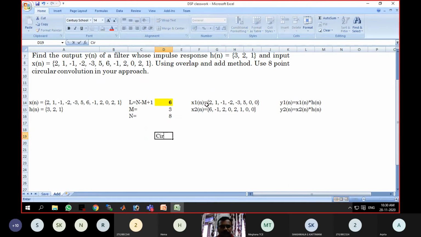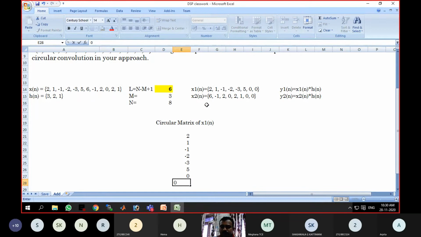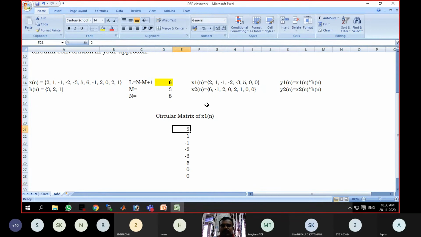So how do we get the circular matrix of x1 of n? We are going to put all the given x1 of n values in the first column. So it is 2, 1, -1, then -2, then -3, then 5, then 0, then 0. Okay, so this is our first column.